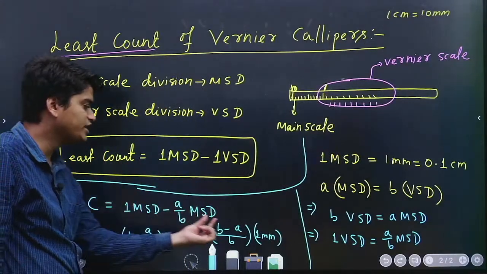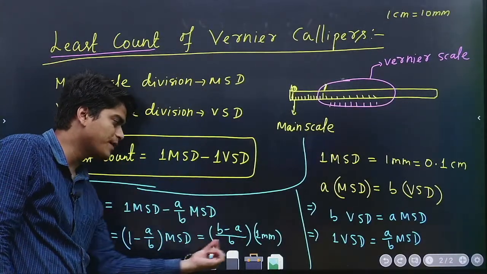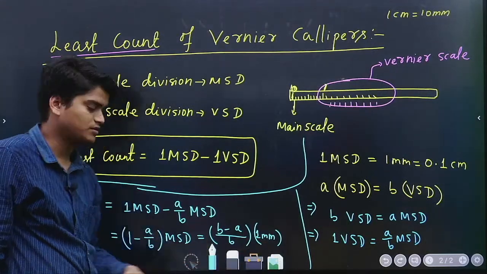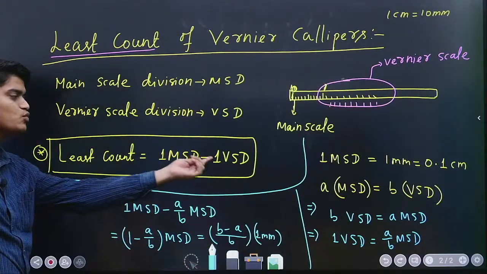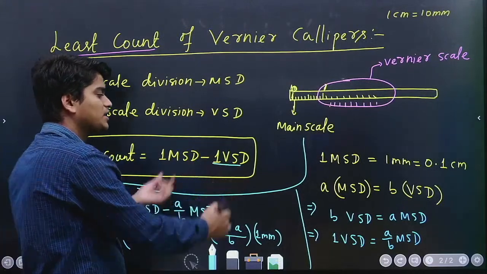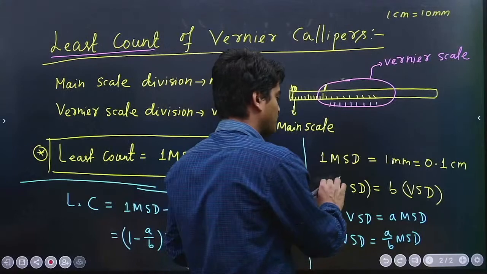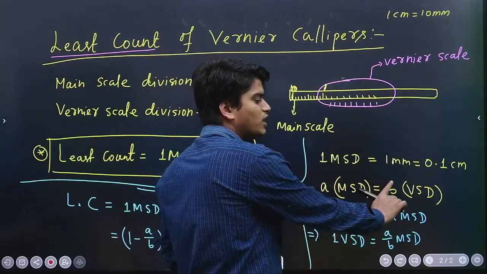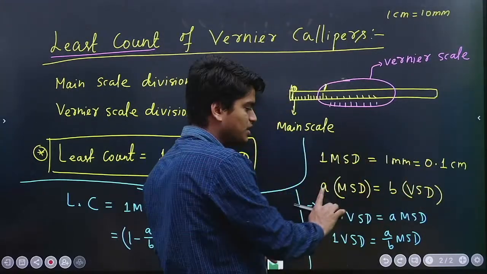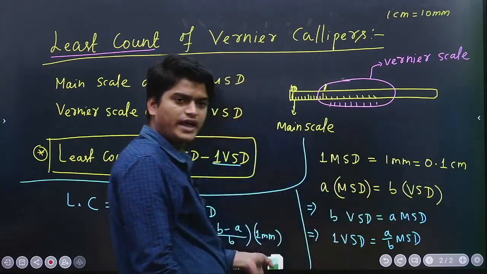First you need the MSD value, in millimeter or centimeter. The second thing you need is, what is 1 VSD? They will give some equality or coincidence, something like 9 MSD is equal to 10 VSD. What will they tell? 9 MSD equal to 10 VSD.